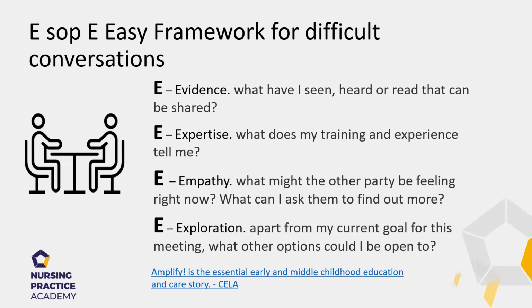So the 4 E's, similar to the coin: the evidence, what have I seen, heard or read that could be shared? Expertise, what does my training and experience tell me about this? E for empathy, what might the other party be feeling right now? What can I ask them to find out more about this? And then E, exploration, apart from my current goal for this meeting, what other options could I be open to? So an easy framework to think about difficult conversations.